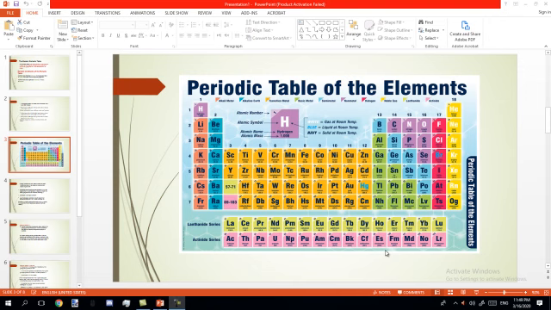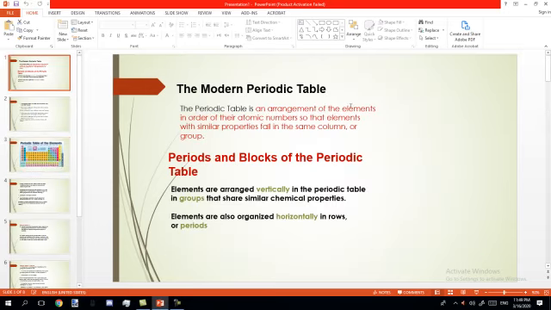And we'll continue with the modern periodic table, in which the elements are classified also according to their properties and the atomic number. So what is the modern periodic table? The modern periodic table is the arrangement of elements in order of their atomic numbers, so that elements with similar properties fall in the same column or group. Why these elements have similar properties and why they are in the same column, that we will see after a while. Now, periods and blocks of the periodic table.